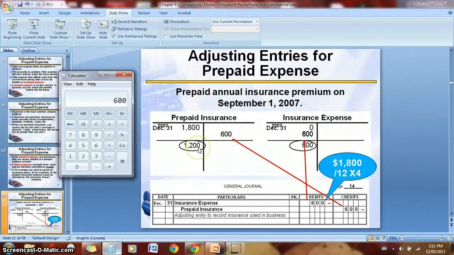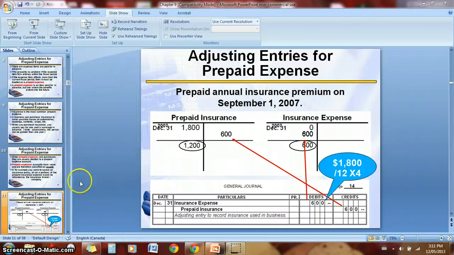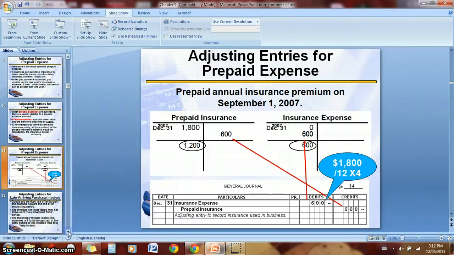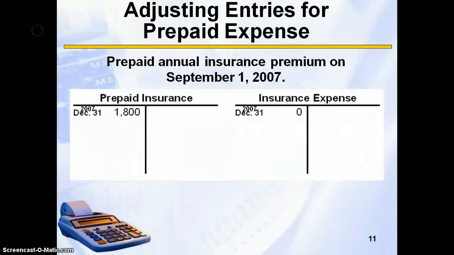Now the final step, when we update our accounts, you're going to subtract the $600 from the $1,800 that we originally started with, giving us $1,200. This $1,200 is how much this account is worth. This means this is how much money we have in this account. $600 is the final value for the insurance expense because that's how much we've actually spent this year. And that is how you do your accounting for prepaid insurance.